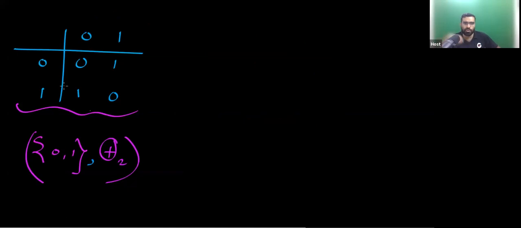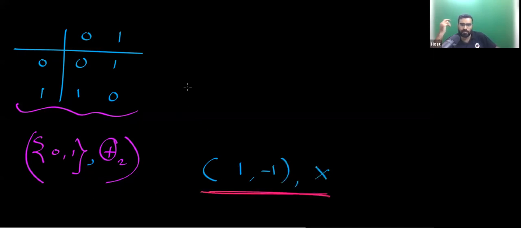Okay. So whatever you create, for example, if you want, you can create this also. Let me give you an example: 1, minus 1 under multiplication. Is this a group? Yes, this is a group. Okay, 1, minus 1, multiplication.